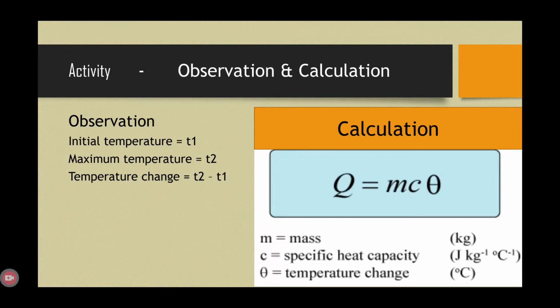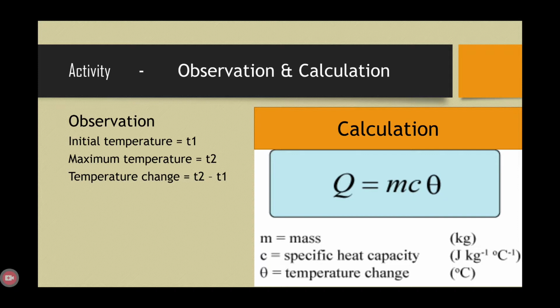Then observations and calculation. What are the observations we have now? The initial temperature we know, T1. Then the maximum temperature we have measured, T2. So we can find out the temperature change. Let's assume the maximum temperature is 60 Celsius and the initial temperature is 30 Celsius. So the temperature change is 60 minus 30, then 30 Celsius is the temperature change.